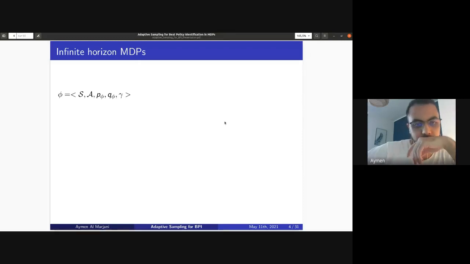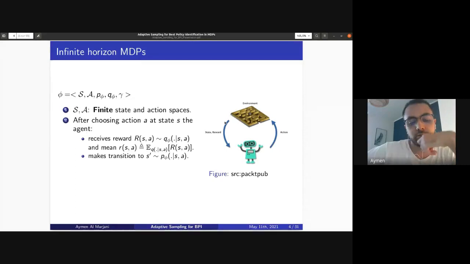So our setting is as follows. We consider infinite horizon MDPs, which are defined as a tuple (S, A, P, Q, gamma). S and A are finite state and action spaces. And Q is the distribution of the reward. So if your agent starts at some state S0, it takes an action, then it receives a reward coming from the distribution Q, which depends on its current state and action. We will denote by lowercase r the expected reward. Then you have P, which is the transition kernel, which governs the transition of your agent from its current state to the next state.